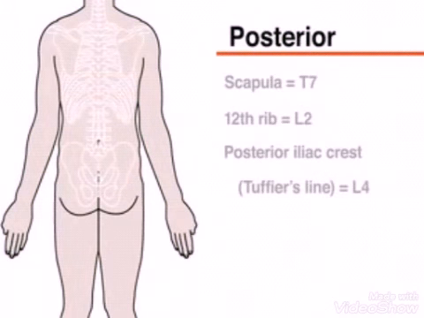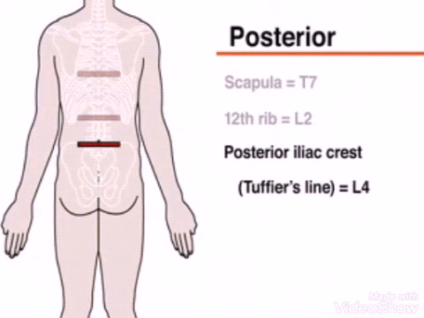Important posterior landmarks include the inferior border of the scapula, which corresponds to the T7 vertebral body, the most inferior aspect of the 12th rib, which corresponds to the L2 vertebral body, and the imaginary line between the posterior iliac crests, also known as Tuffier's line, which corresponds to the L4 vertebral body.